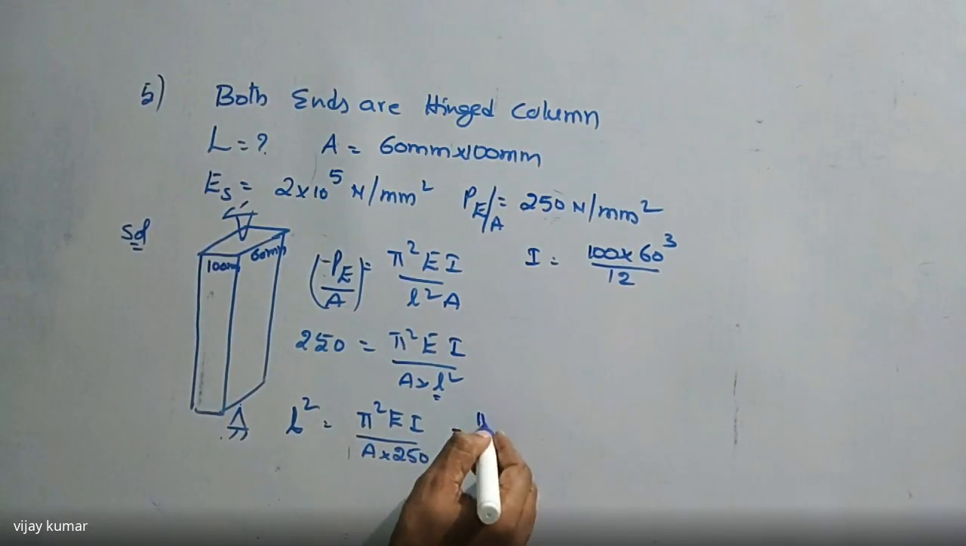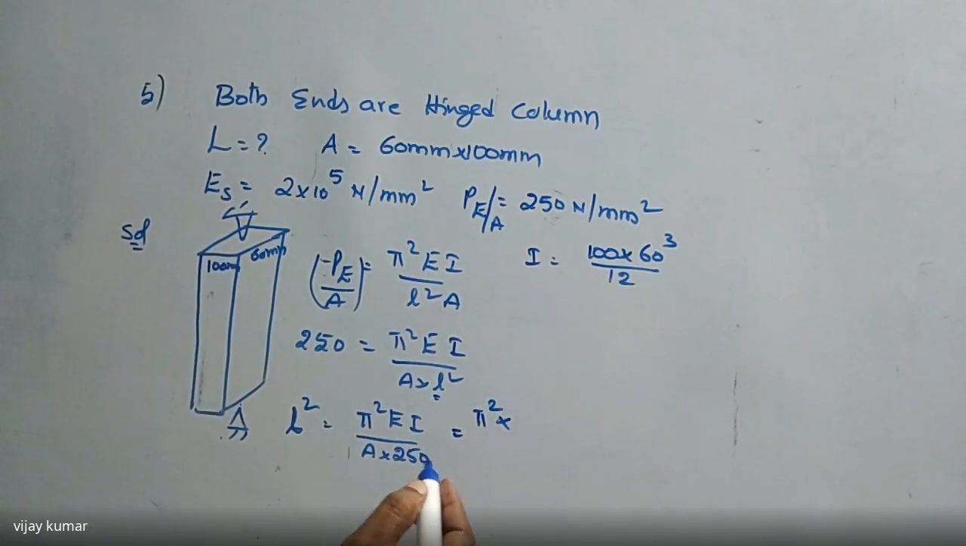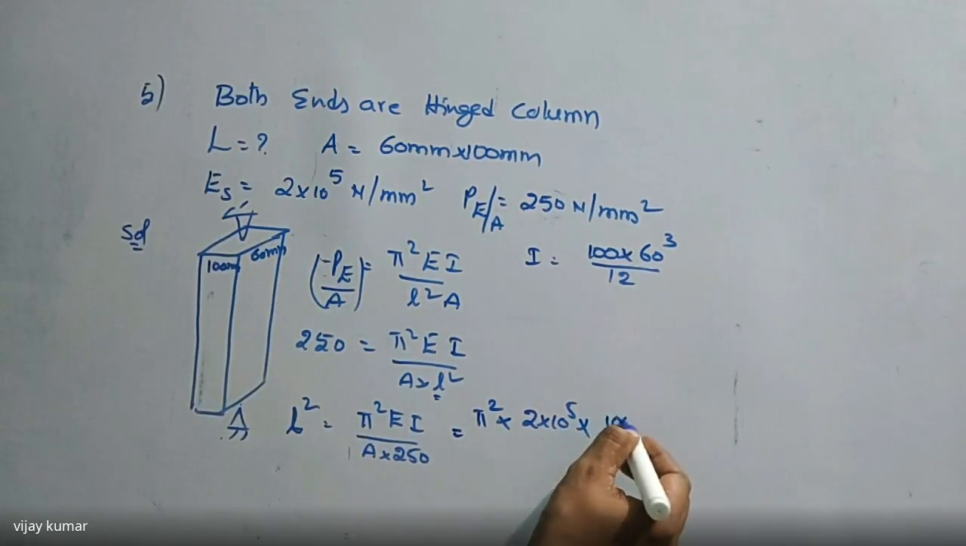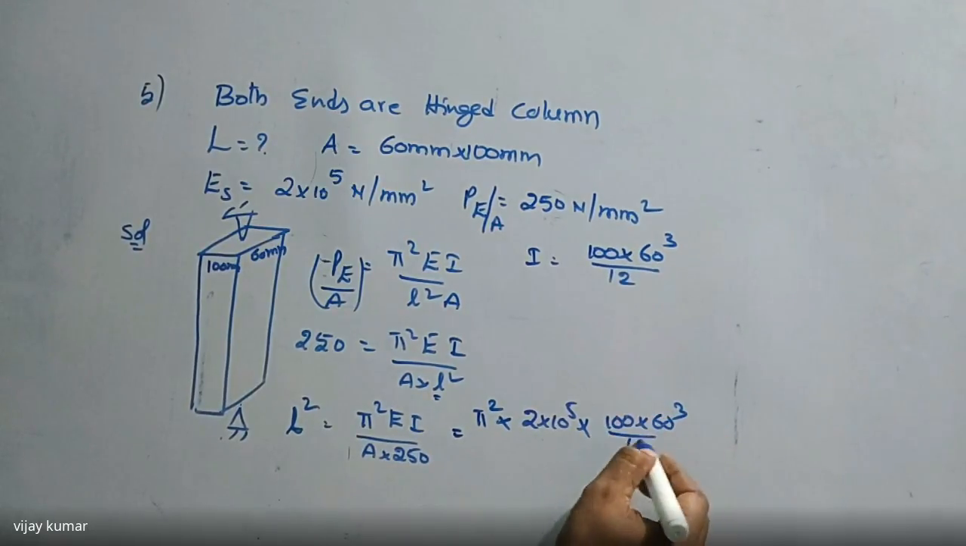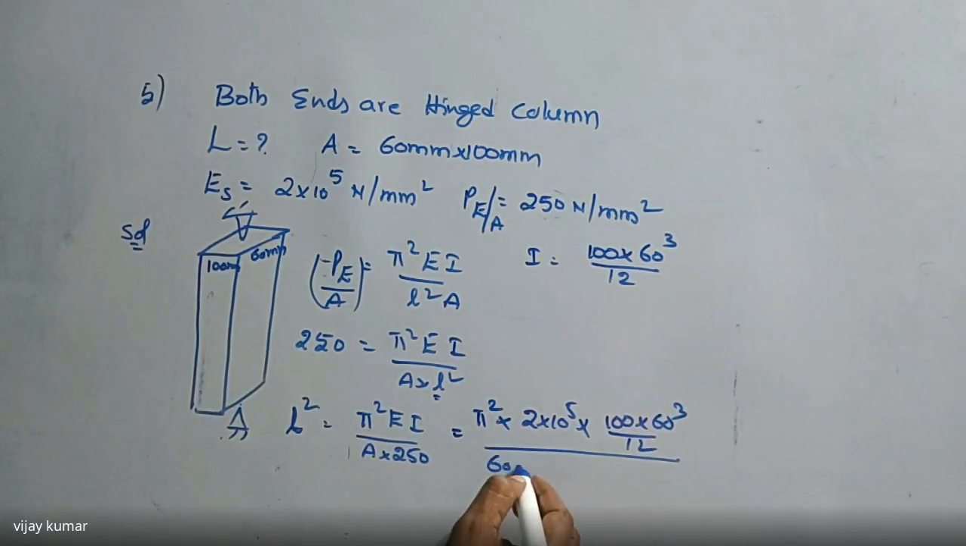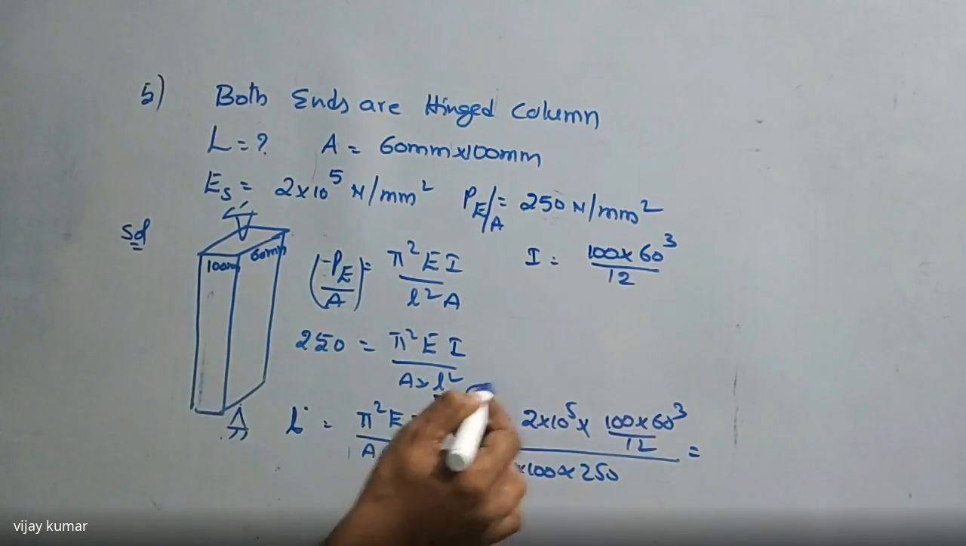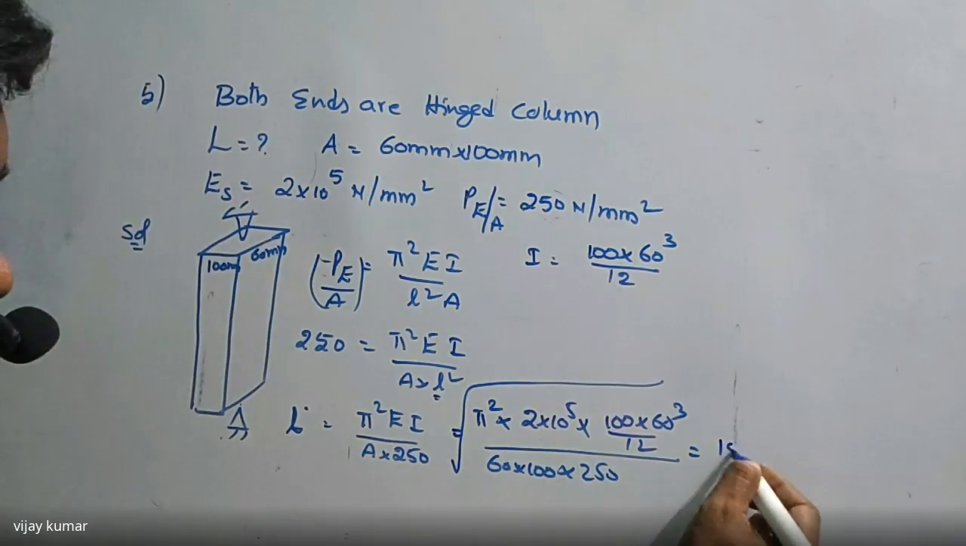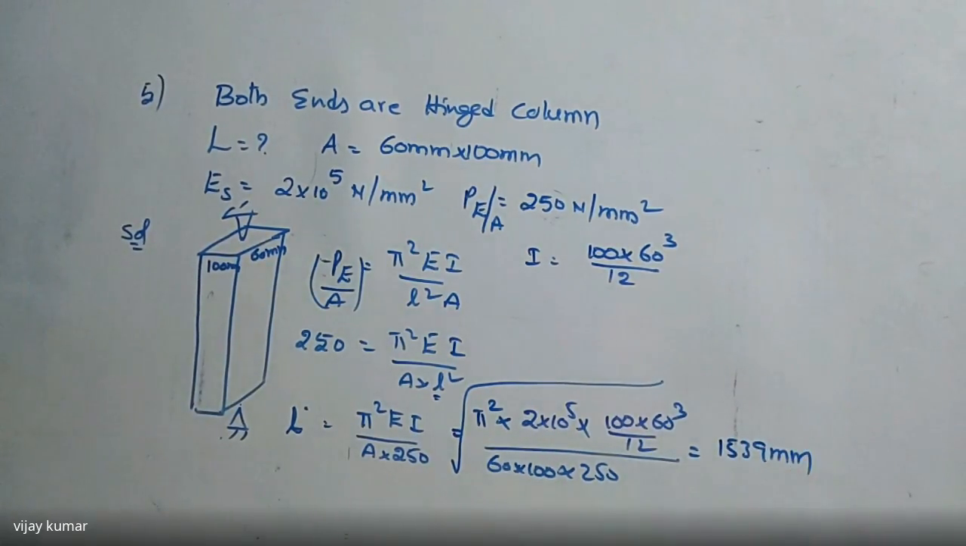So pi square into E value. What is the E value here? That is 2 into 10 power 5 into I value, which is 100 into 60 power 3 divided by 12. Total divided by area, 60 mm into 100 mm, into 250. If we take the square root of the central value, then we get the required value, L is equal to 1539 mm. So this is the length of the column required. I got my point or not? Length of the column is required.